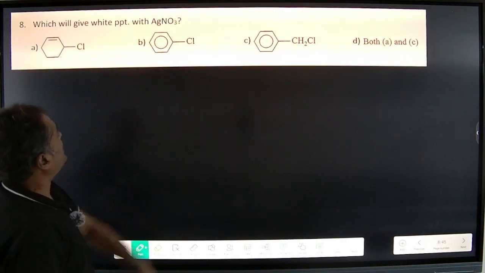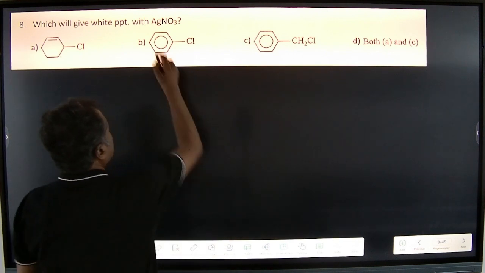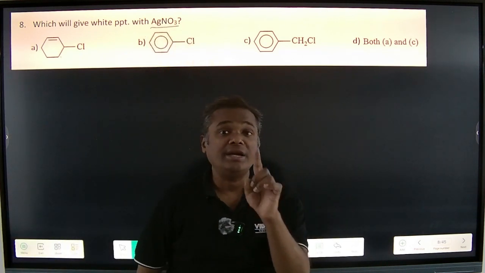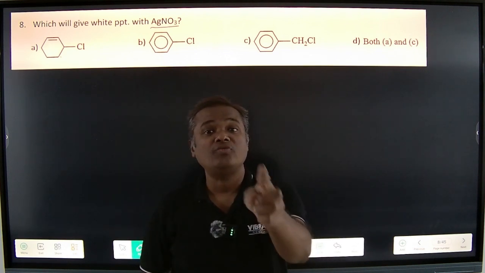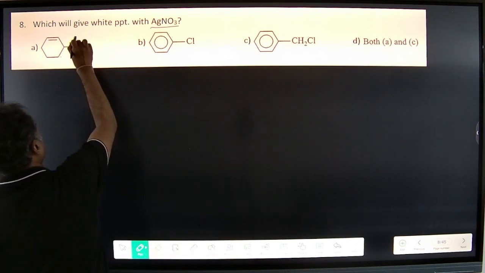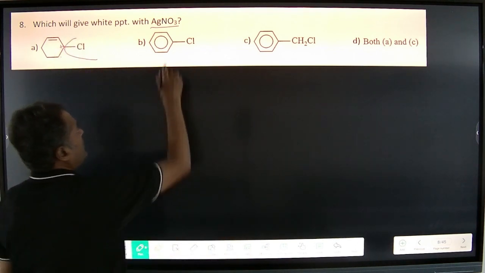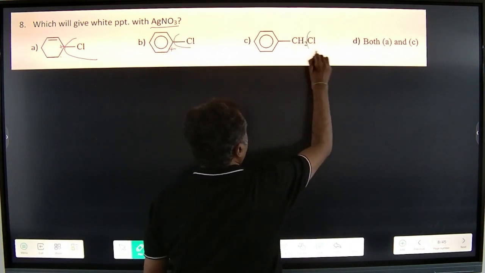Yes, which will give white precipitate with silver nitrate. Now whenever you have a silver salt, it's very clear, child, that there will be a formation of AgCl, and it will lead to the formation of a carbocation. So let's simply remove the Cl. Once I remove the Cl, will I get a plus over here? If I remove the Cl, will I get a plus over here? And if I remove the Cl, will I get a plus over here?